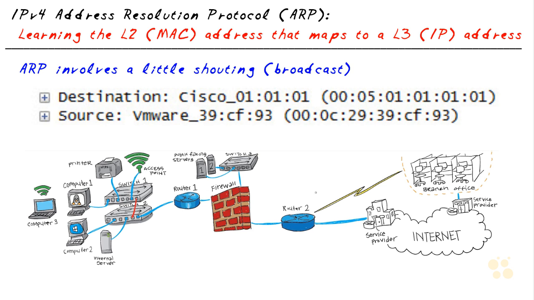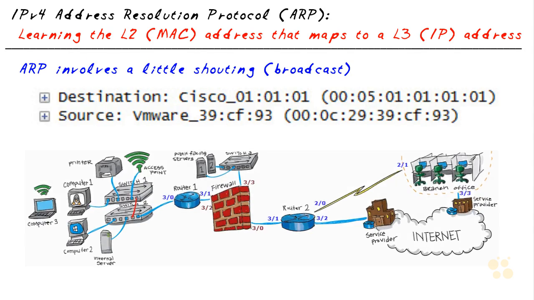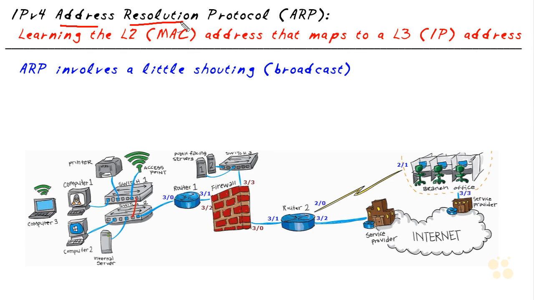And the answer is, by default, it does not know what the layer 2 address is of the other device on that local network that it wants to communicate with. And that's why IPv4 has this really cool protocol called ARP, Address Resolution Protocol, that allows a computer to dynamically learn the layer 2 address, the MAC address on Ethernet, that maps to a corresponding computer's layer 3 IP address.